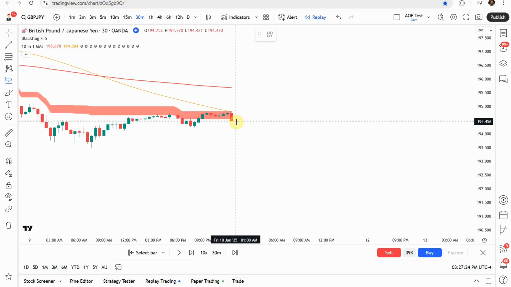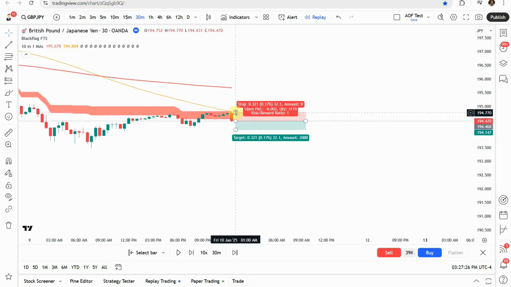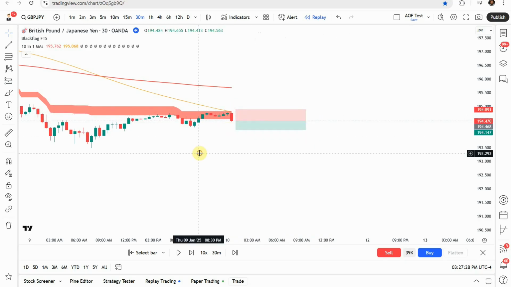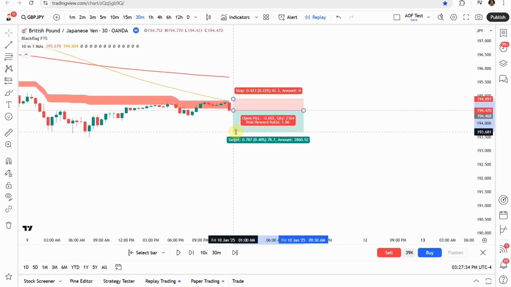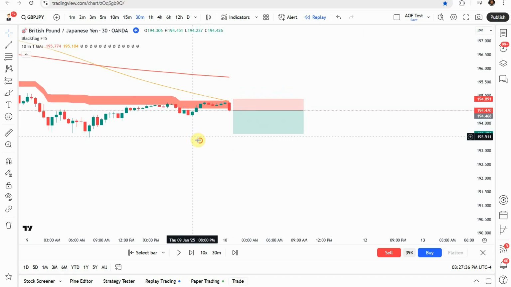And so we'll put our trade right here. We'll put our stop just right above the Black Flag cloud right here, and we are going to target a 1 to 2 risk reward just like so. Let's play this forward and see how it plays out.